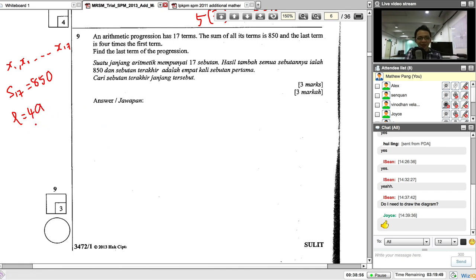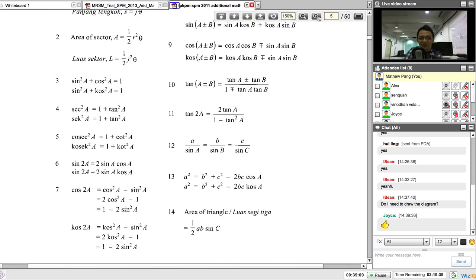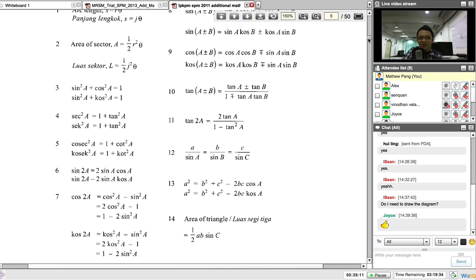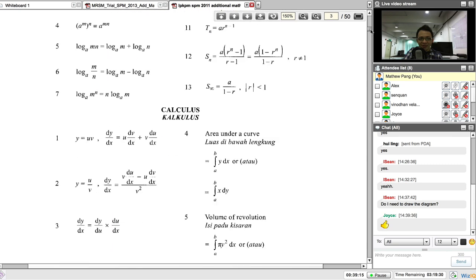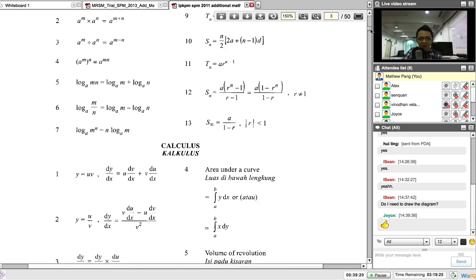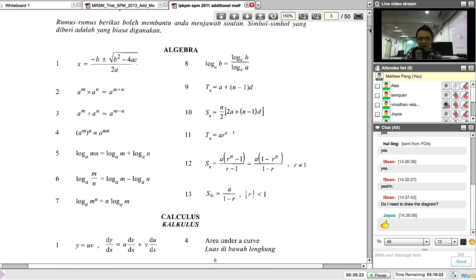I just write it in this pattern. I hope you understand. So when you see last and first, I believe you have to use another formula for Sn, which I think I forgot. Let me just refer to the formula list for a while. I remember Sn has something with a and everything. Okay, I think it's somewhere here. Okay, it's not here. Oh my god.